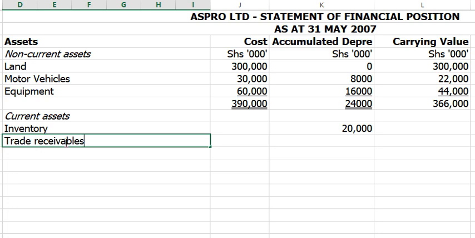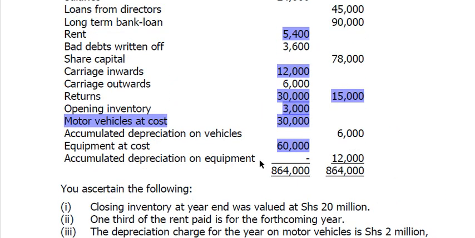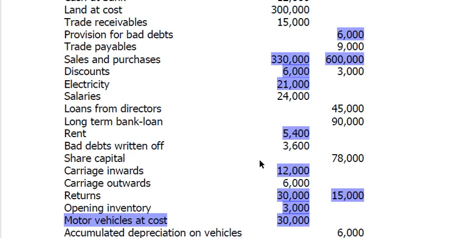So what are the trade receivables? Trade receivables, we have a balance of how much? Let me take you back to the question. The trade receivables, we have 15,000. So you show them, but remember, when it comes to the trade receivables, we have to net off the provision for the trade receivables as at the end of the year.